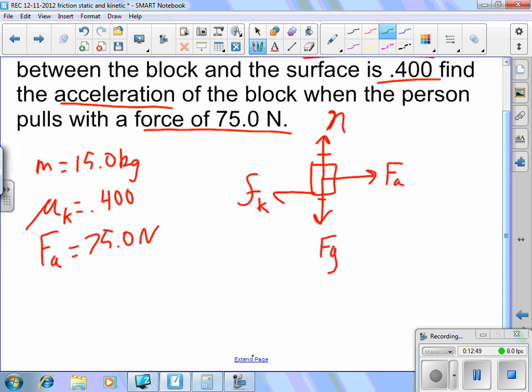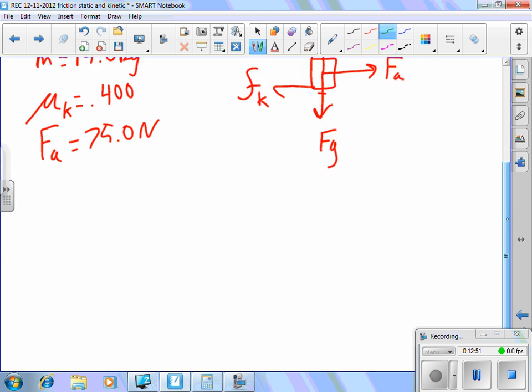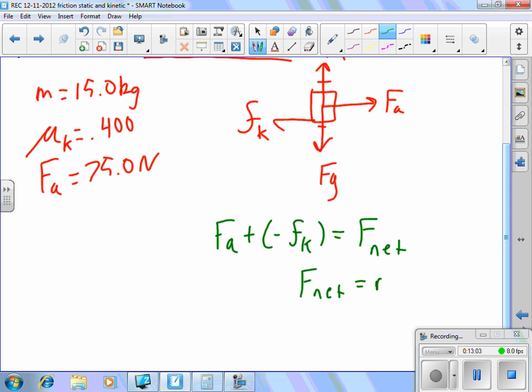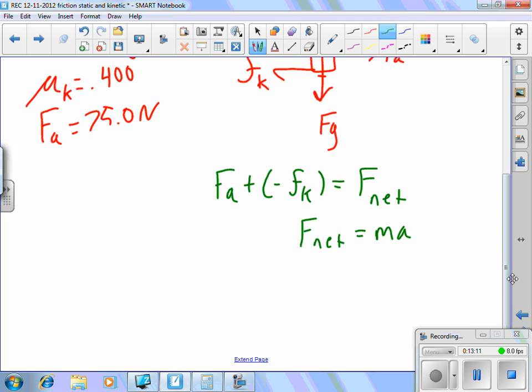Well, the acceleration in this case must be, hopefully you recall from last time, basically this force applied plus my negative kinetic friction must equal the net force. And since the net force is equal to mass times acceleration, that's where I'm going to get my acceleration from. So we just have to calculate this. So let's see what we get. The force applied was 75 newtons plus, or well, minus friction.